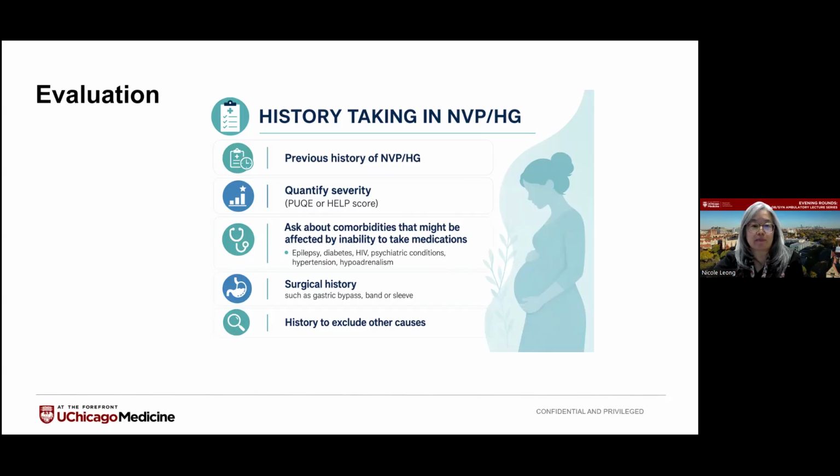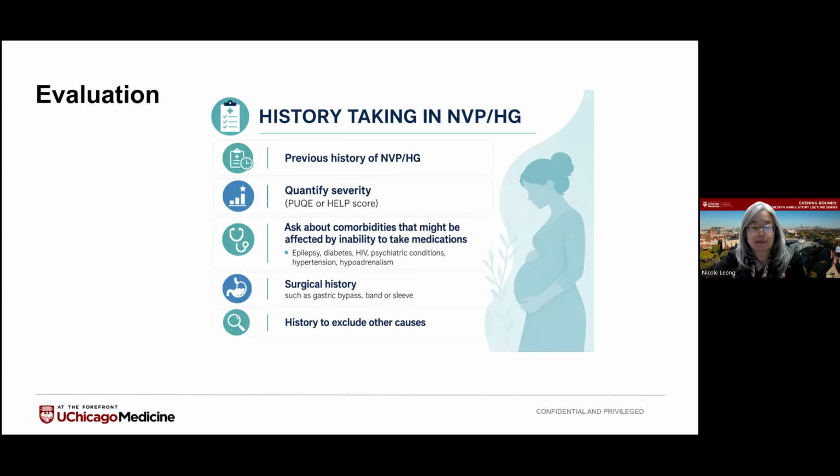And then on the phone, it can be very helpful to use these questionnaires to score how severe somebody's nausea and vomiting is, in order to escalate to the physicians for writing prescriptions and things like that. And we'll go over what those scores look like. It's also important to ask about comorbidities that can be affected by the inability to take your medications. So if somebody needs to be on a daily medication, but they're vomiting and not able to take that medication, how serious is that?